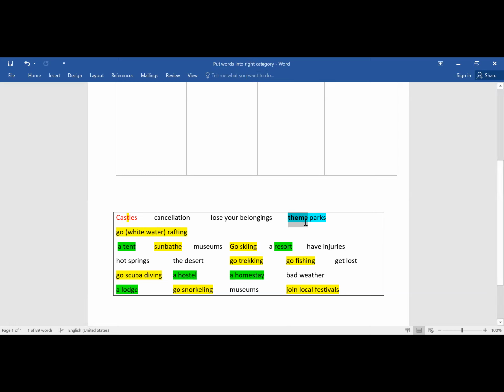So a theme park is a park which is built according to a topic. So for example, when you go into Disneyland, the topic is, I think, fairy tales and different stories, right? So when you go into a theme park like Disneyland, it's not just a park with a lot of trees, it is built according to a topic. It can be science fiction or it can be fairy tales.